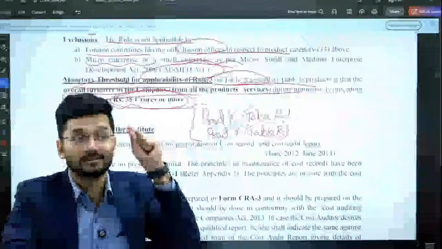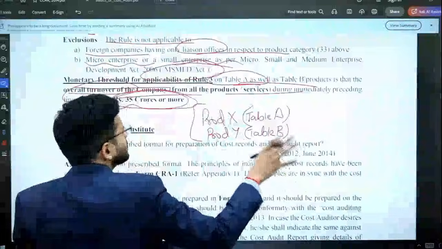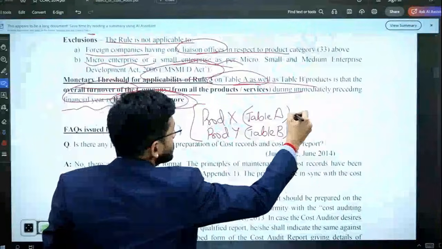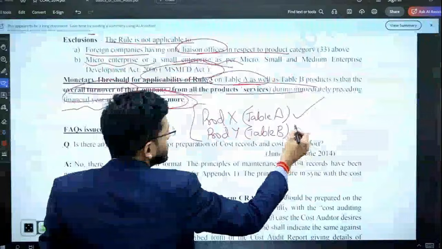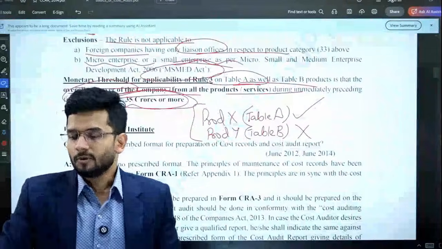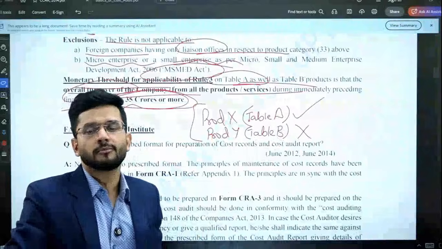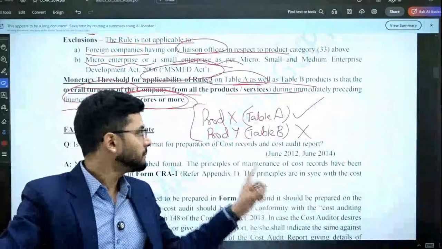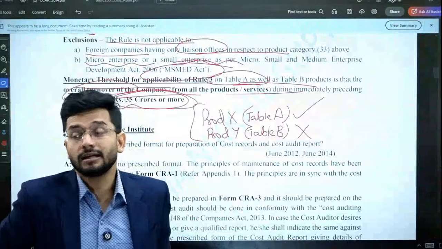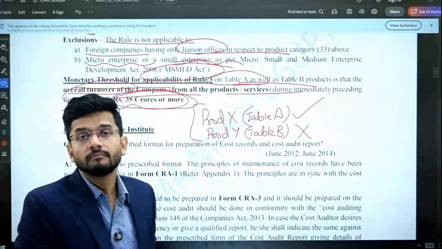My question to you is, please listen to the question very, very carefully. Is it possible under any circumstance that cost records are required to be prepared for product X and they are not required to be prepared for product Y? Is it possible under any circumstance that cost records are required to be produced for product X but they are not required to be produced for product Y? Is this possibility there? Under any circumstance, is it possible?